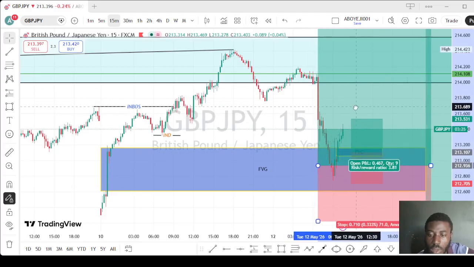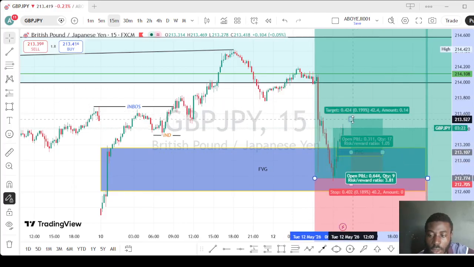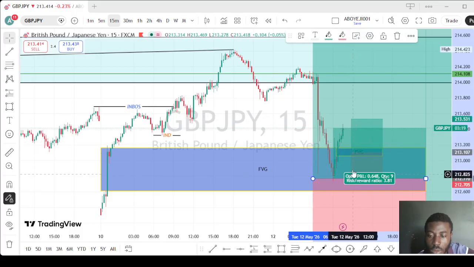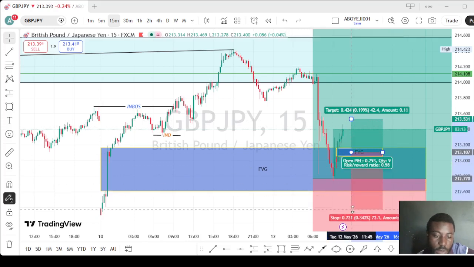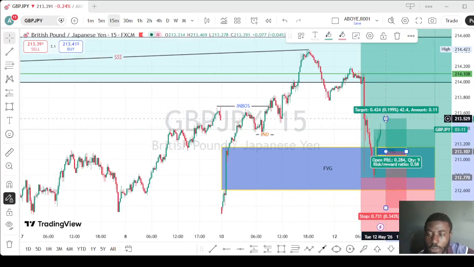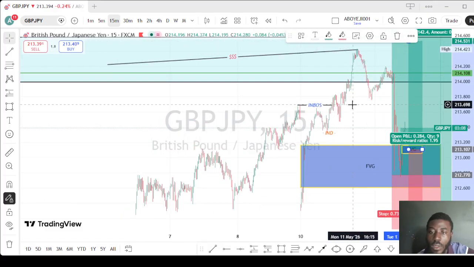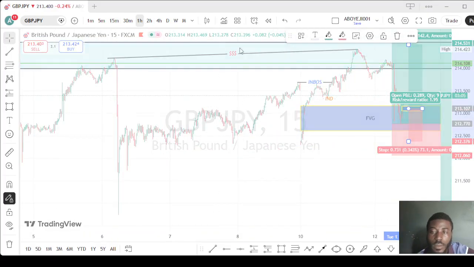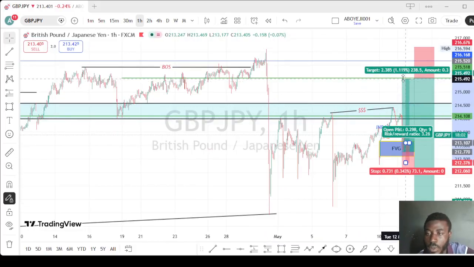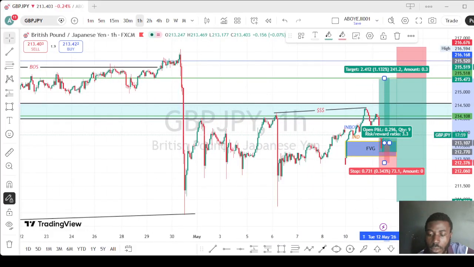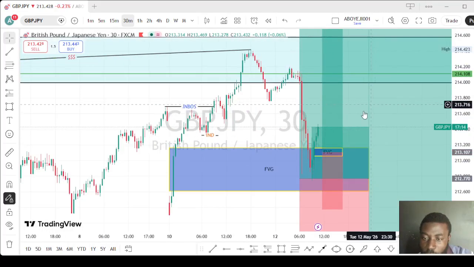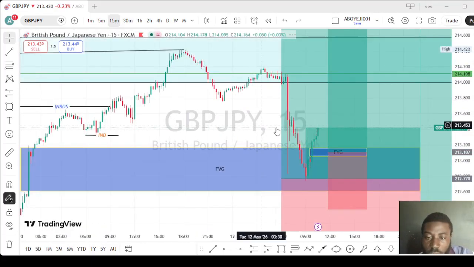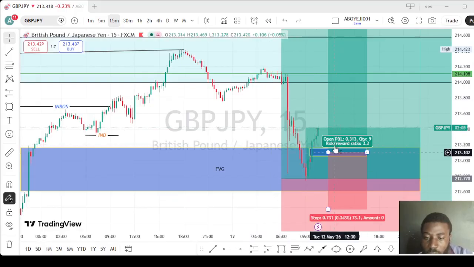Or if you want to be on the safer side, you can take the stop loss here, and our TP will be up here. Our TP will be here. So let's be expecting the buy. On the smaller time frame, the 15-minute time frame, we are having an FVG. Let's be expecting the market to mitigate this FVG before you can see an uptrend.